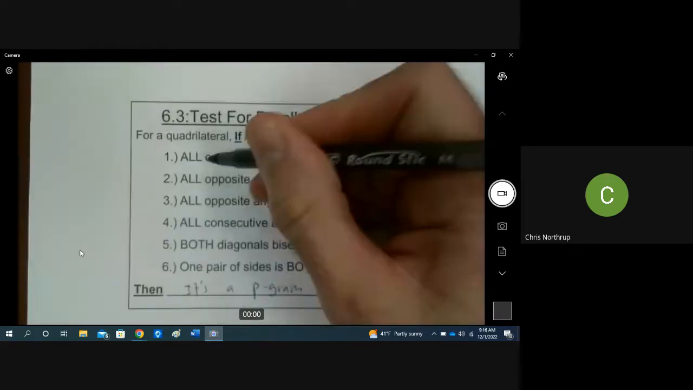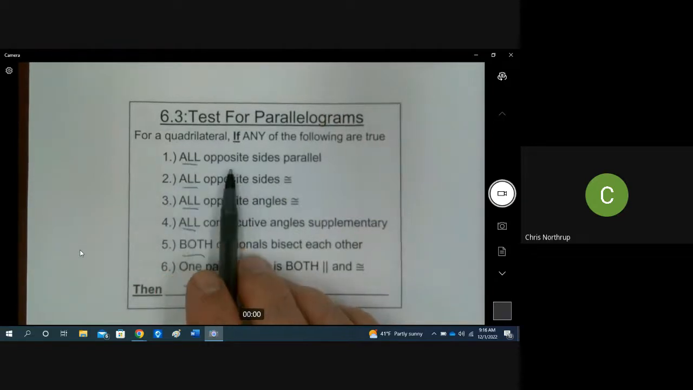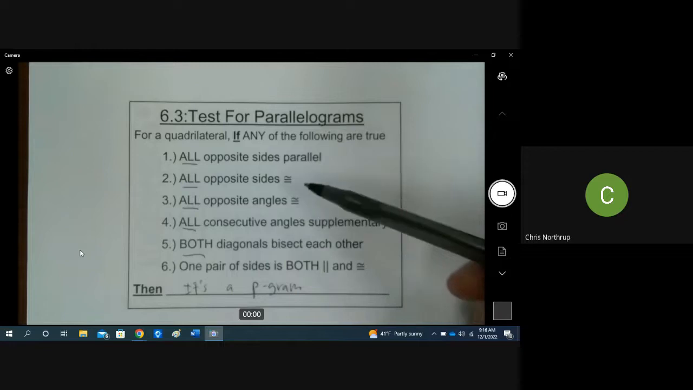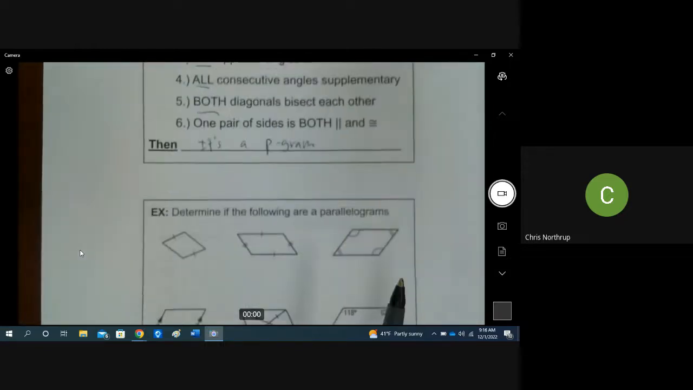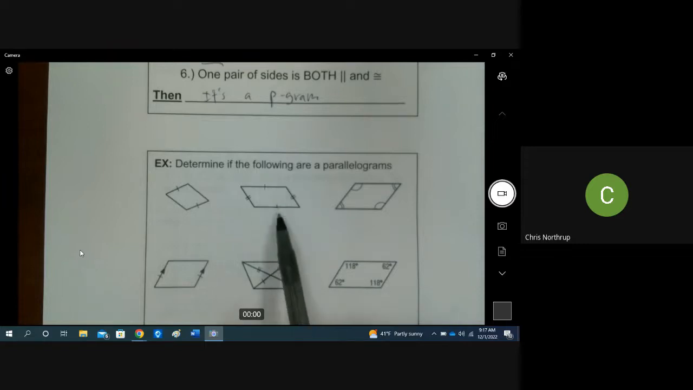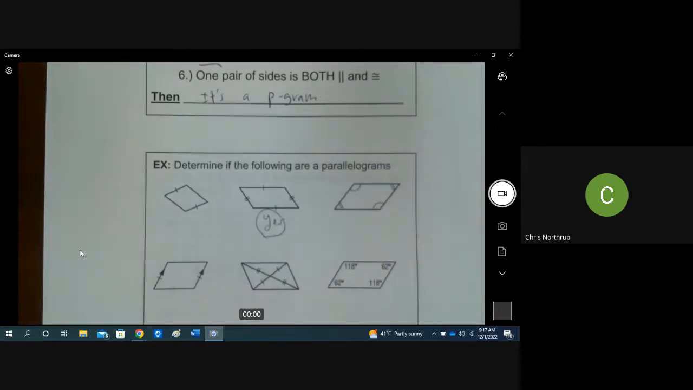I want to emphasize the "all" part here. You need all opposite sides parallel or all opposite sides congruent. You can't have just one pair. So looking at this first one here, I've only got one pair of sides that is congruent. Those are opposite and they're congruent, but I don't know about the other, so I cannot conclude that this is a parallelogram. Here I do have those opposite sides congruent, the other pair congruent, so yes, this would be a parallelogram because all opposite sides are congruent.